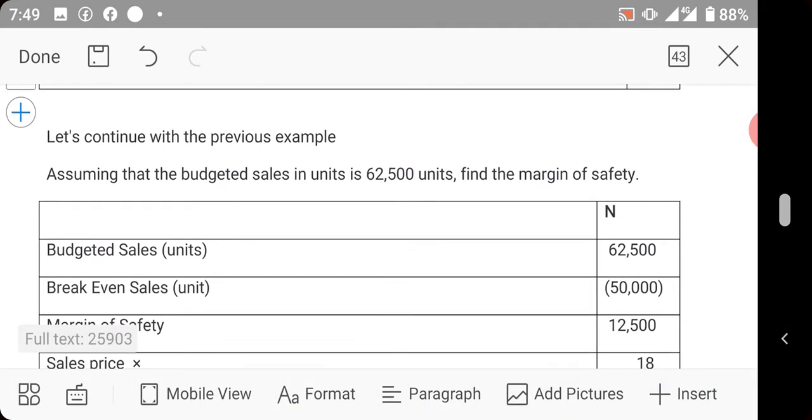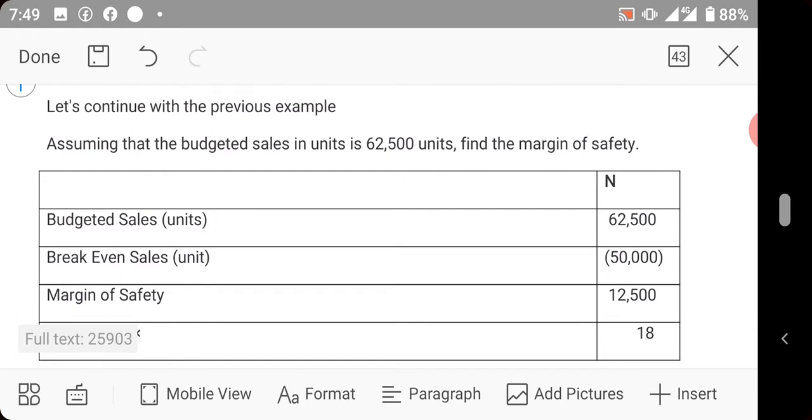Now let's continue with the previous example. Assuming that the budgeted sales is 62,500 units, find the margin of safety. Now, since budgeted sales is 62,500, remember the formula for margin of safety is budgeted sales minus break-even point sales.